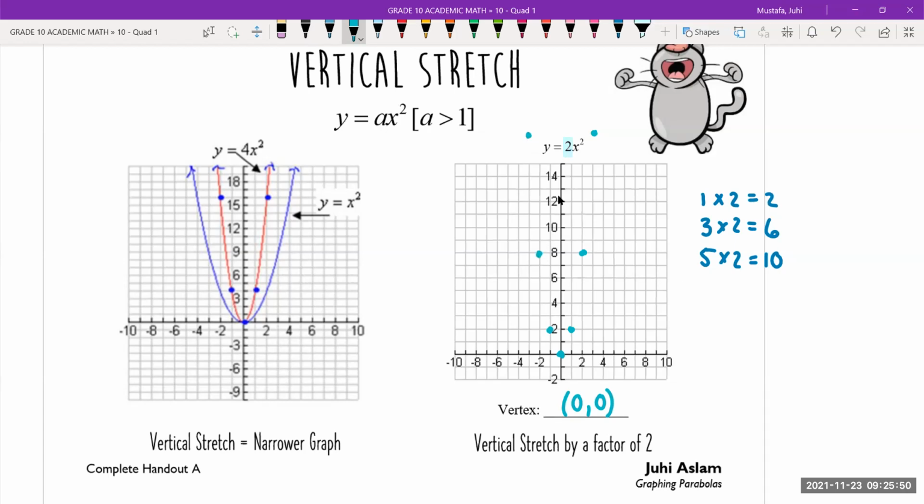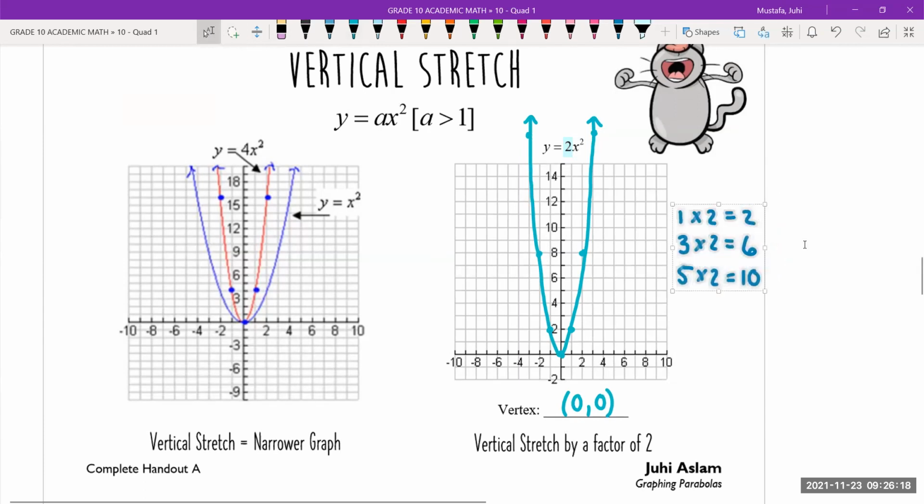Samira, you have a question? So like for the thing with number greater than 1. Yeah, I was saying that if you have a number in front of the x squared that is a whole number greater than 1, so 2, 3, 4, 5, then it's a vertical stretch. That means our parabola is being stretched up and it's becoming narrower. And to get the new step pattern, you multiply 1, 3, and 5 with that number 2.